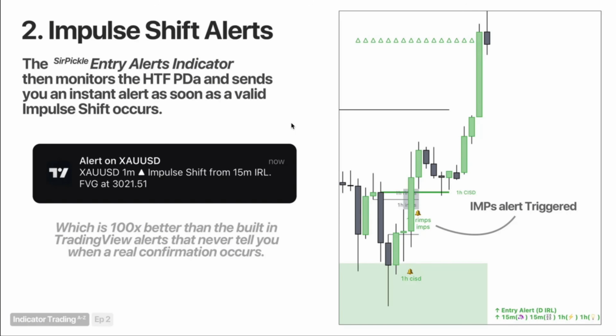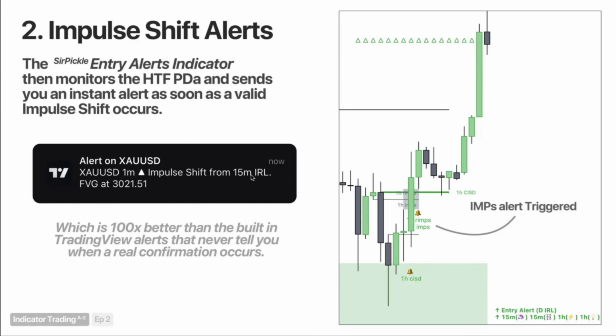and the entry alert indicator will send you an instant alert as soon as a valid impulse shift occurs. So for example, let's say you use the entry alert indicator on a gold 15-minute fair value gap because you want to look for a 1-minute impulse shift. Once that 1-minute impulse shift occurred, you would get a notification like this to your phone via TradingView that would tell you 1-minute impulse shift is forming from a 15-minute IRL.